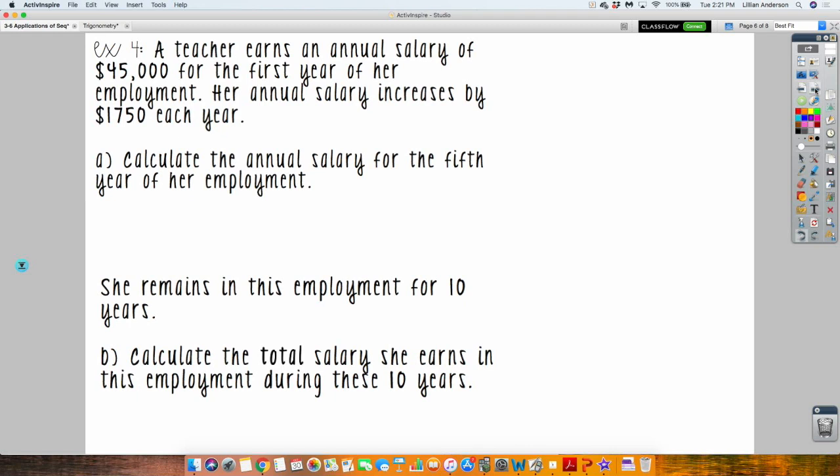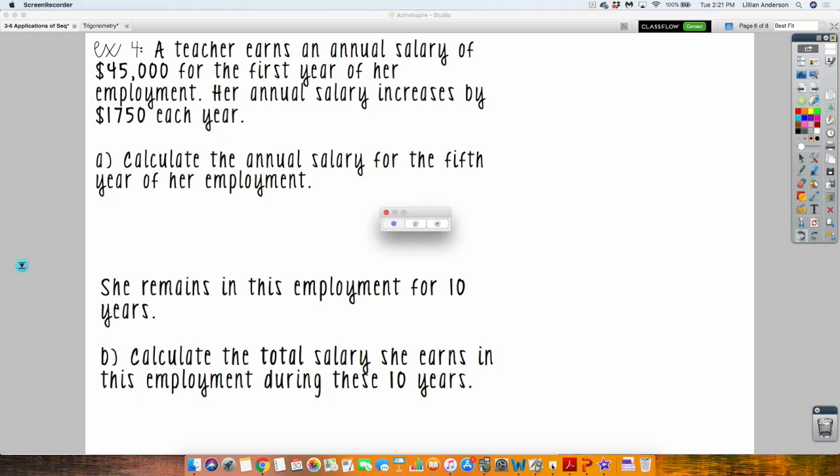It's all right? Okay. Well, I want you guys to do this one on your own. Okay? Then I'm going to have you guys compare answers. All right? So I want you to do example 4 on your own.